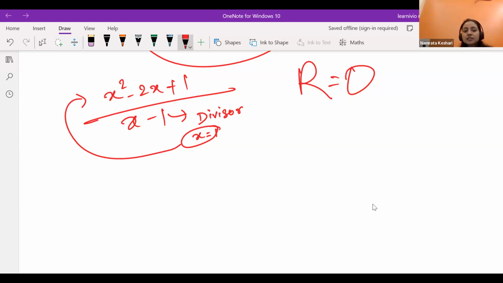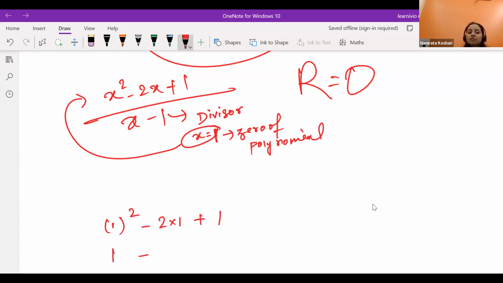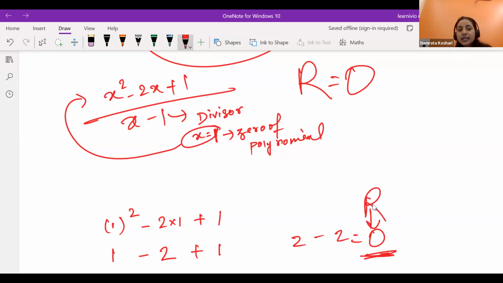Let's check it. x equals 1 is the zero of this divisor of this polynomial. We will put it in the other polynomial x square minus 2x plus 1. 1 square minus 2 into 1 plus 1. 1 minus 2 plus 1. 1, 1, 2 minus 2. Yes, we are getting 0. This was the method of finding the remainder. So this 0 is the remainder, and the remainder is 0. Can we say yes, it's a factor? Yes or no? Yes, ma'am.